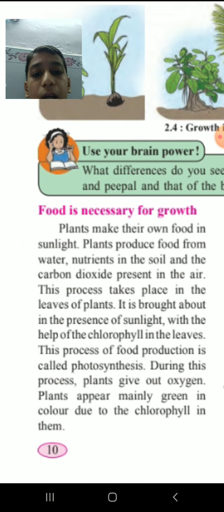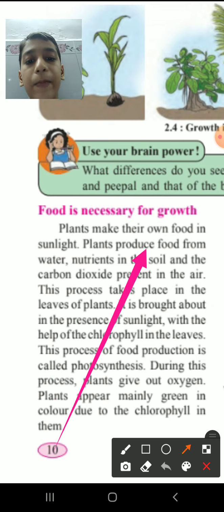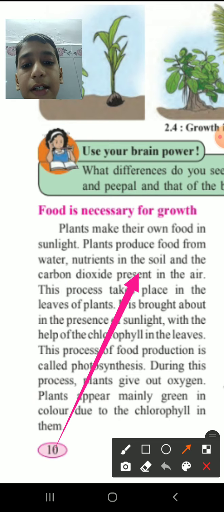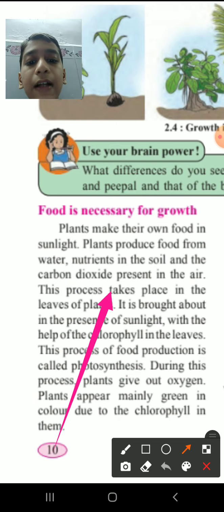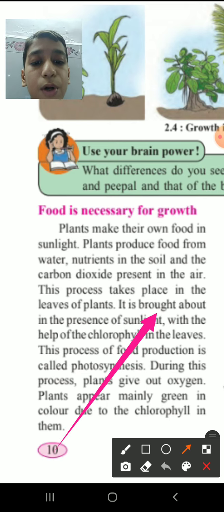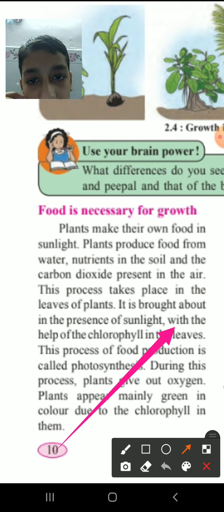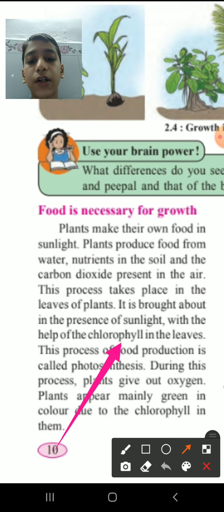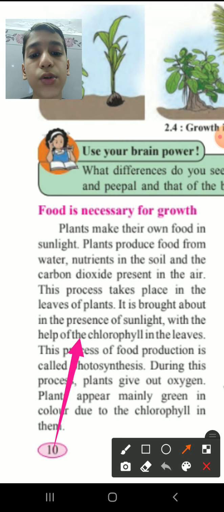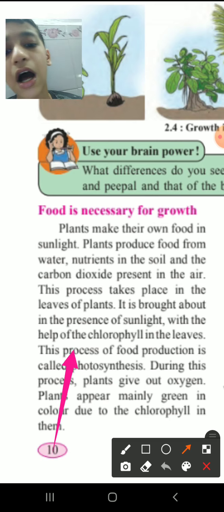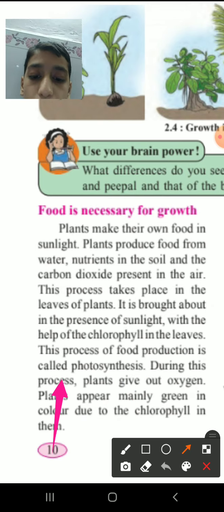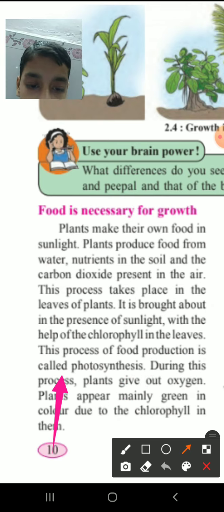Plants make their own food. In sunlight, plants produce food from water, nutrition in the soil, and the carbon dioxide present in the air. The process takes place in the leaves of plants, in the presence of sunlight with the help of chlorophyll. This, students, you have to write down. This is a hard word, you read it. In the leaves, the process of food production is called photosynthesis. This is also a big word.